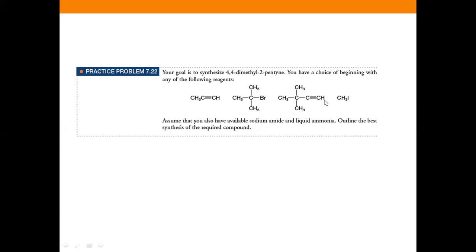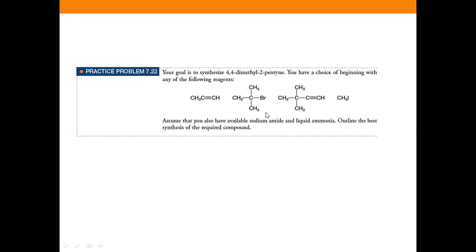Once you abstract this one with a base, your base amide, then you get your alkynide. Once you get your alkynide, then you can do a substitution reaction with an alkyl halide here, which is primary. So once you get your alkyl halide here, you can do substitution reactions. You get C, triple bond C, and you get your CH3.